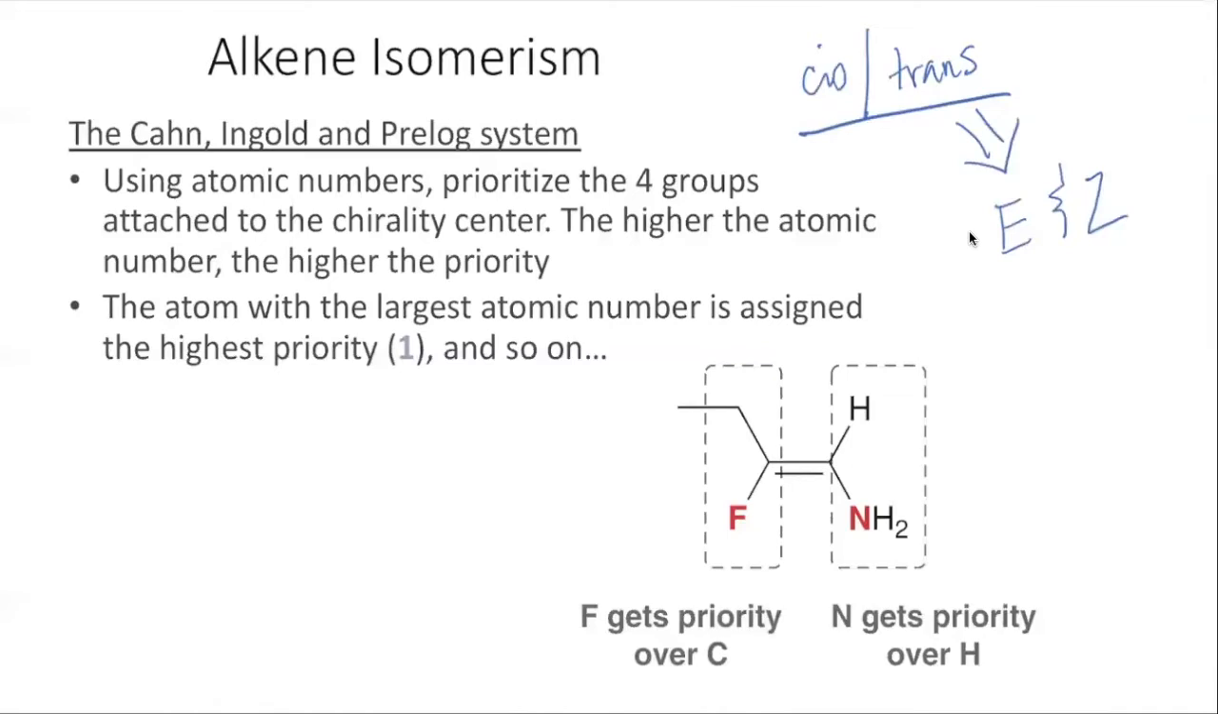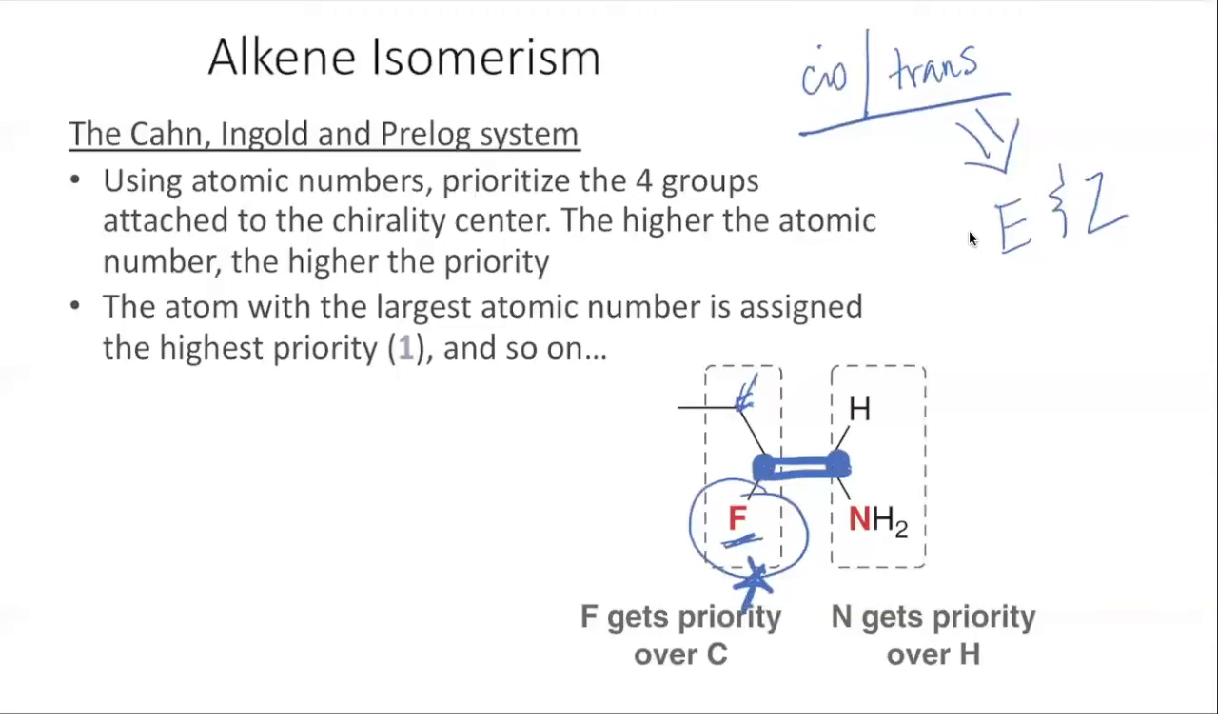Using the CIP system, we're going to prioritize the groups on each carbon. So you'll be given a double bond, and I highlight each carbon like this, and I take one at a time. So we'll work with this carbon first. Off of this carbon, I have a fluorine and a carbon. Remember, we're talking about the atom that's attached. So directly attached to this carbon, I have a carbon and a fluorine. Fluorine has the higher atomic number, so it wins on this carbon.